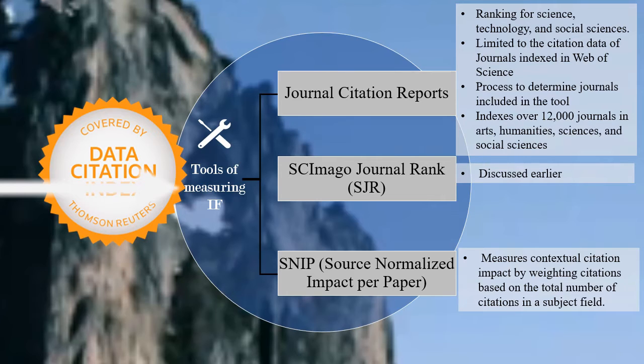The most popular tool is the SCImago Journal Ranking, that is SJR, which I have discussed earlier. And the other one, which is not that popular, is SNIP, which is known as Source Normalized Impact per Paper. It is a contextual citation impact by weighting citations based on the total number of citations in a subject field.